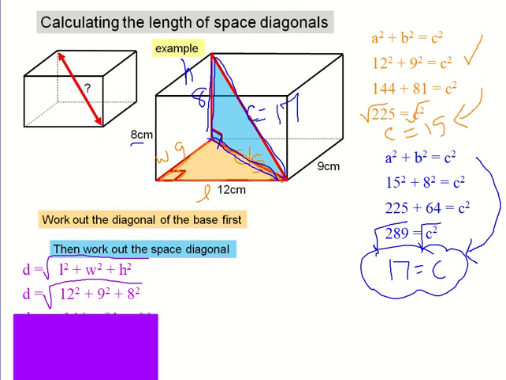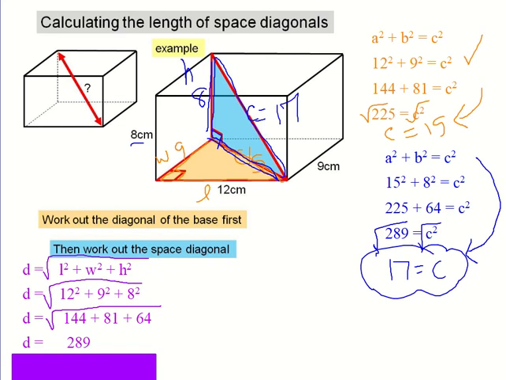So now I have to evaluate those squares. 12 squared is 144, 9 squared is 81, and 8 squared is 64. Now I'm going to add those three numbers together. And when I add them, I have 289. So from here, the square root of 289 is 17.